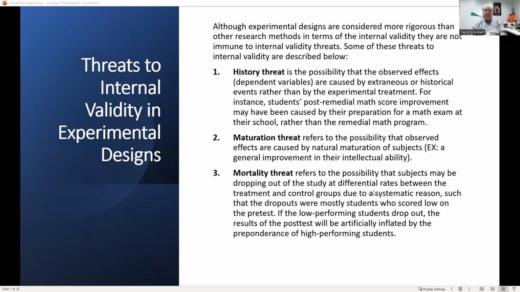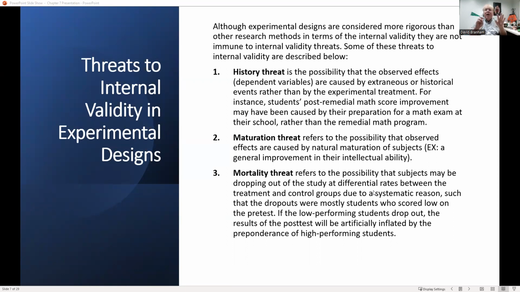So, threats to internal validity in experimental designs. As I said, internal validity in experimental design is better than in any other research design, but that doesn't mean that experimental designs are completely shielded from internal validity problems. Although experimental designs are considered more rigorous than other research methods in terms of internal validity, they are not immune to internal validity threats. Some of these threats are described in this slide. One is the history threat.